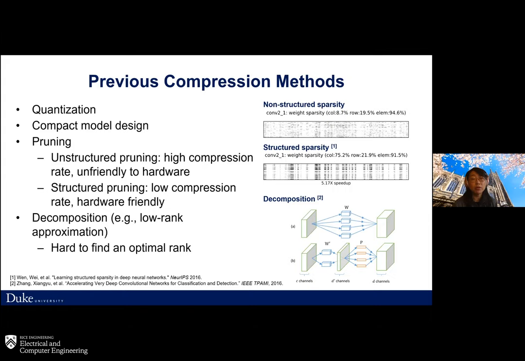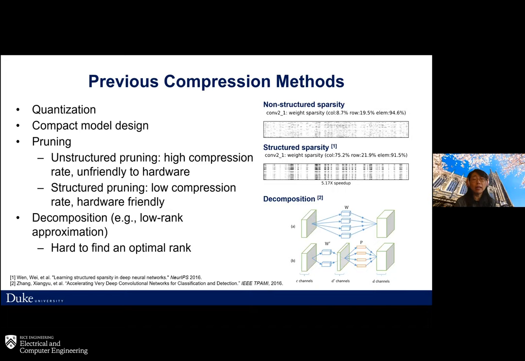Structured pruning has become more popular in recent years because, as you can see for this matrix, entire columns or rows are removed. So you can imagine we can essentially squeeze that into a much smaller, dense matrix, and deploying it on hardware becomes quite convenient and easy. Its compression rate is lower than unstructured pruning, but it's hardware friendly and, execution-wise, it can obtain a better result.